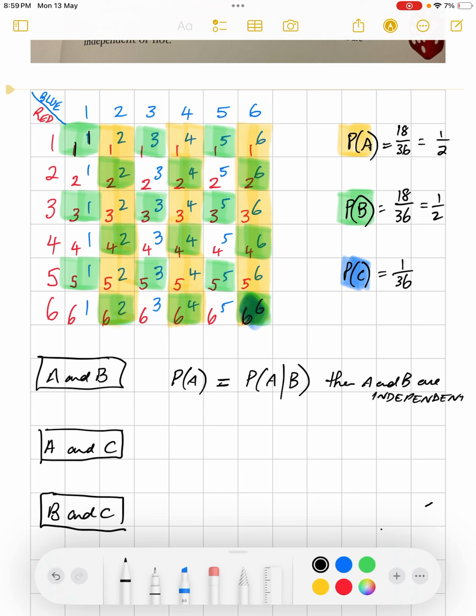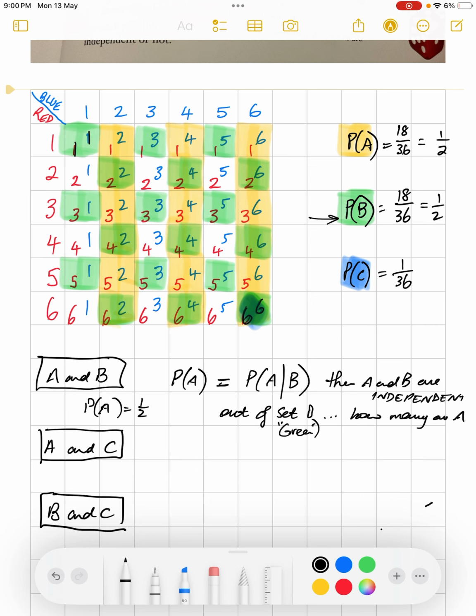So we already know that the probability of A is a half. We've already established that. But what about the probability of A given B? Well, let's just look at how many are in set B, and out of set B, how many are A? So look at all the greens. There are 18, right? So just look at the 18 greens. Now, out of those 18 greens, how many are yellow?